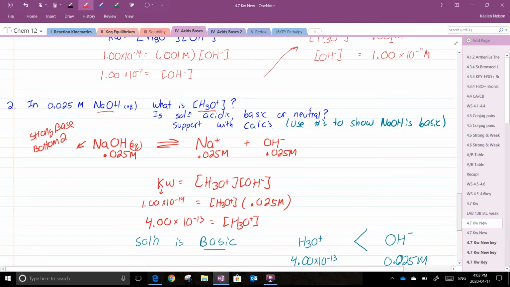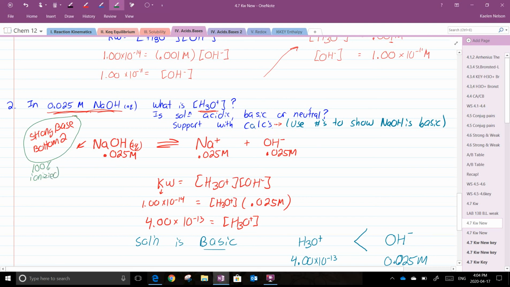Okay, and our last example, it is asking for 0.025 molar NaOH. So it wants to know H3O, however, it's given us OH minus. So the question is, acidic, basic, or neutral, support with calculations. So what it wants you to do is use some numbers to show that NaOH is basic. So the first thing we need to do is know that NaOH is a strong base. It's one of the bottom two on the table, which means it's 100% ionized.